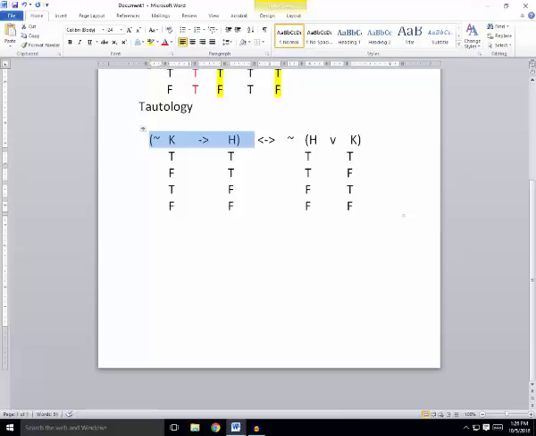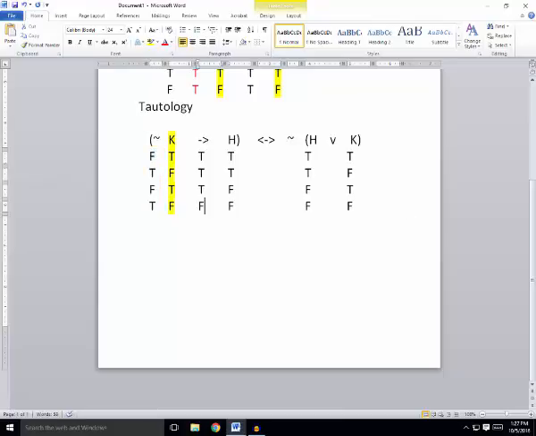And before I can compute the arrow, I have to do the tilde, and so I'll put the opposite values to K: false, true, false, true. Now I want to make sure that I'm looking at those values as the left side of the arrow instead of the values for K. So the arrow rule is the only time it's false is when it's true on the left, false on the right. So that only happens on the last assignment, and the rest of them are true.